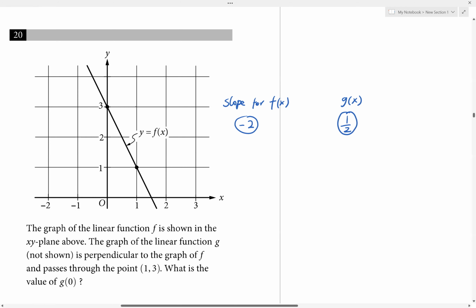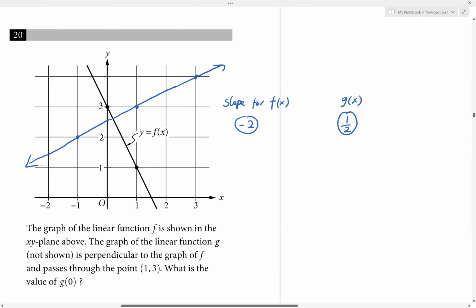We also know that the g function goes through (1, 3), so we can graph this. The slope for the g function is up 1 over 2, and we can go left 2, down 1 as well. So this will be the line. Oops, let me draw this. So this is roughly where the line is.